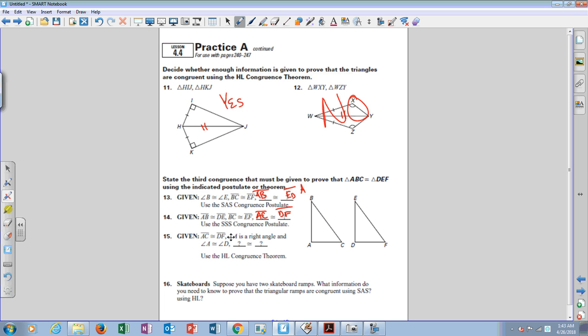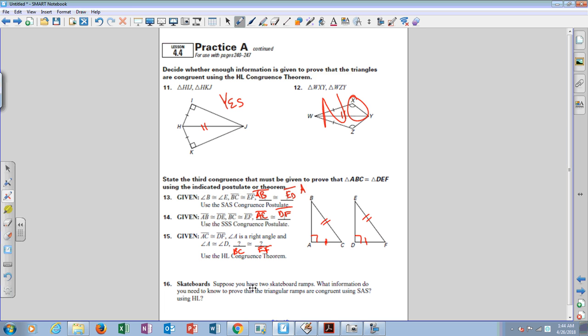Number 15, AC is congruent to DF. Angle A is a right angle, and angle A is congruent to angle D. Use hypotenuse leg. We know AC and DF. Those are right angles. So all we need is the hypotenuse, BC congruent to EF. That's it.